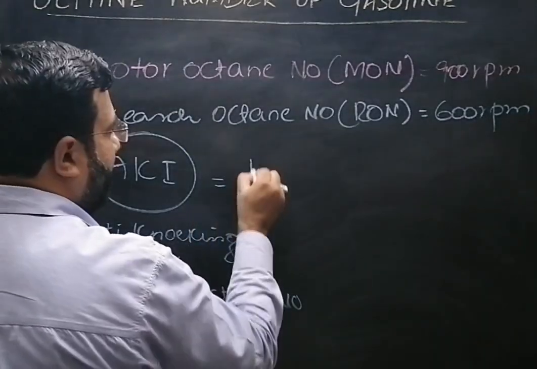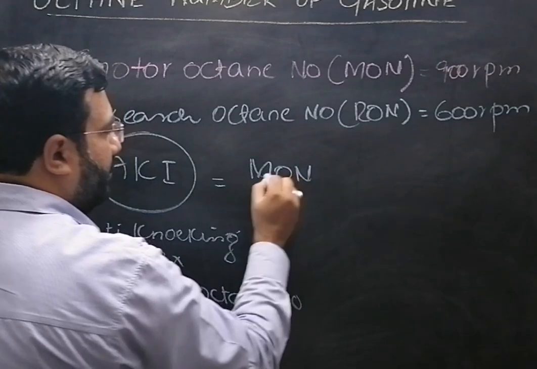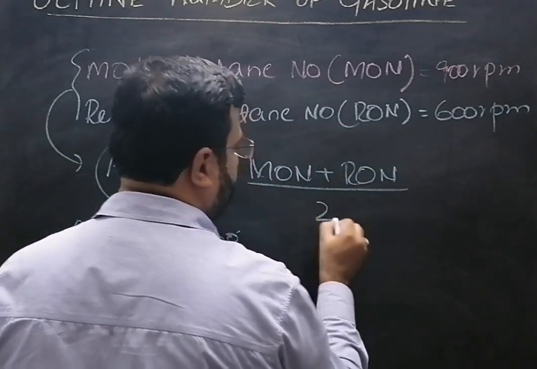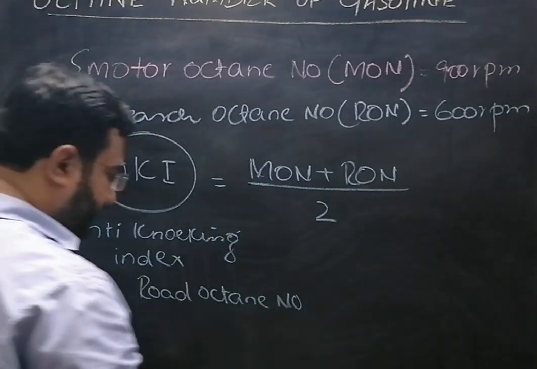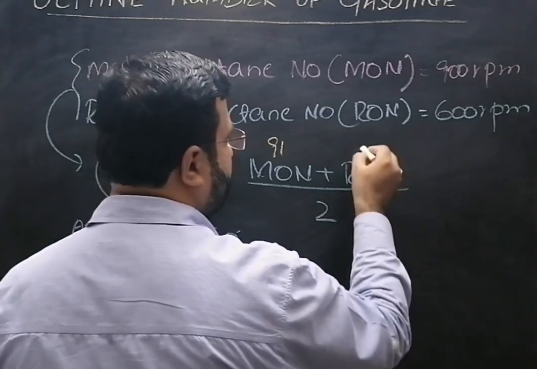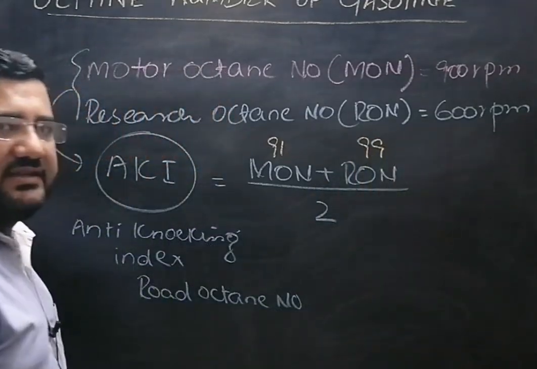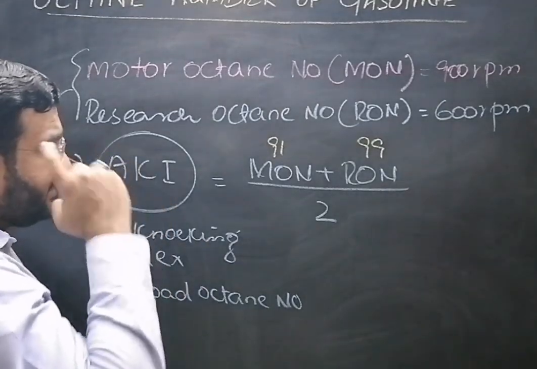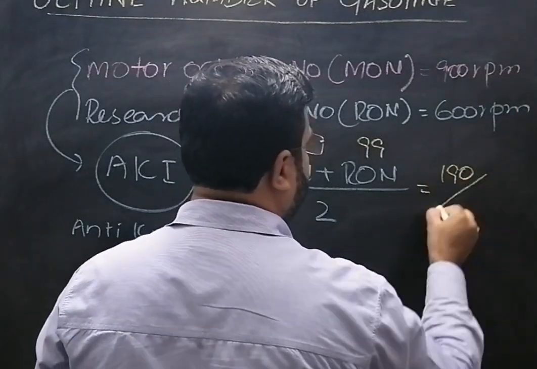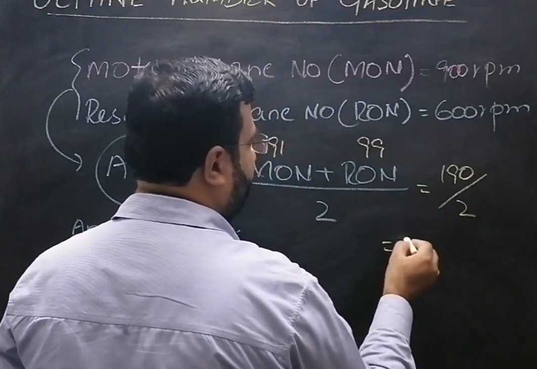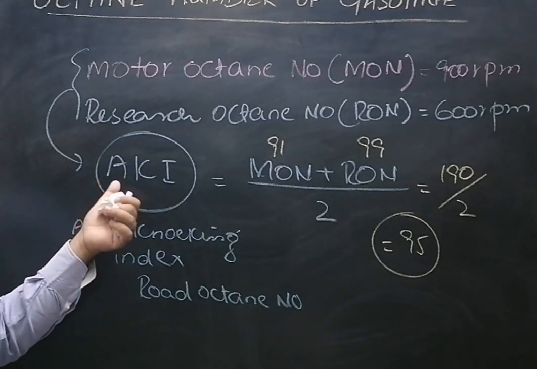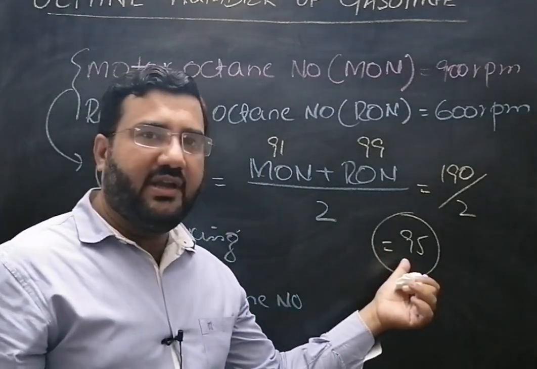It is basically the average of these two: motor octane number plus research octane number divided by 2. Suppose that there is a fuel which has motor octane number equal to 91 and research octane number equal to 99. These are just supposed values. What will be its anti-knocking index? That will be 190 divided by 2 and it will be 95. So the anti-knocking index of that fuel will be 95.